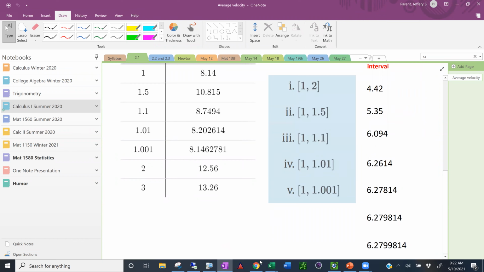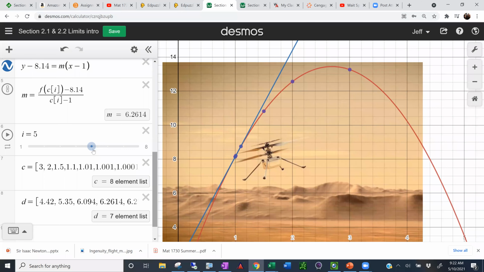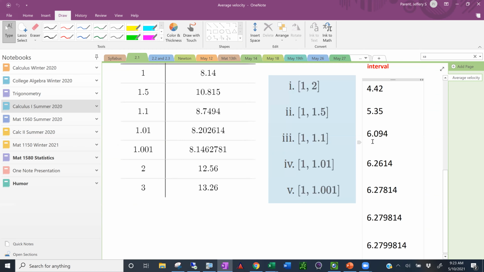So let's pursue this a couple more steps here. And you're not really seeing any change in the line, but you are seeing something going on with the slopes here. And there's the last one. So let's take a look at the handout. And here's the slopes for our various intervals. I didn't write intervals 6 and 7 here, but you can kind of see what's going on.